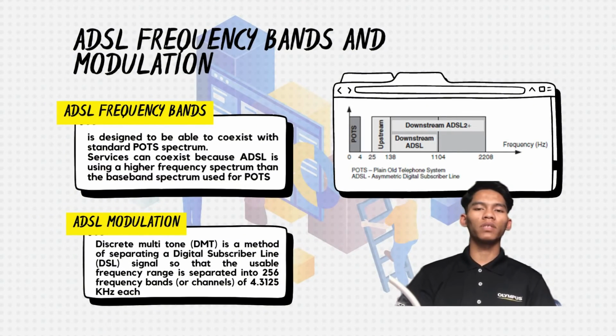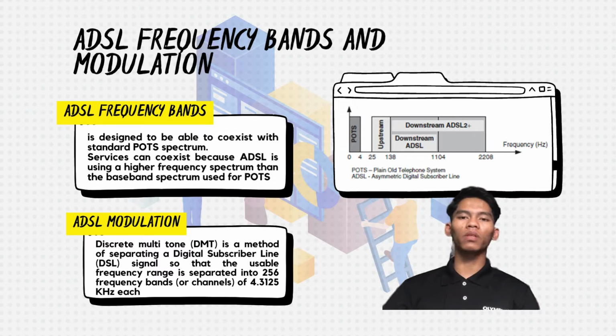The physical layer of ADSL is designed to be able to coexist with the POTS spectrum. The two services can coexist because ADSL uses a higher frequency spectrum than the baseband spectrum used for POTS. The frequency band dedicated for voice in POTS is 0.3 to 3.4 kHz, but the ADSL bandwidth is from 3.4 to 4.0. DMT, which is discrete multitone modulation, is used in ADSL.